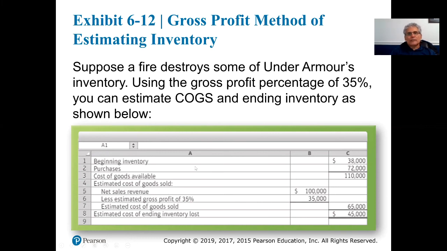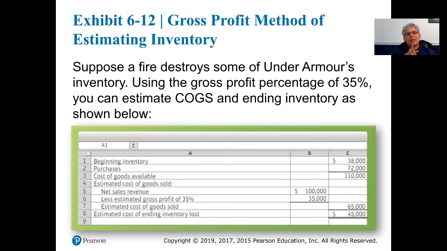Under Armour will know what the beginning inventory is. Let's say it's 38,000. They know what their purchases were up until the point of the fire. They purchased $72,000 worth. So the goods available were $110,000. They also know what they sold. Net sales revenue between the beginning of the period and the time of the fire, they sold $100,000 worth. They booked it because that was part of their revenues, they're generating invoices. They know what they sold it for.